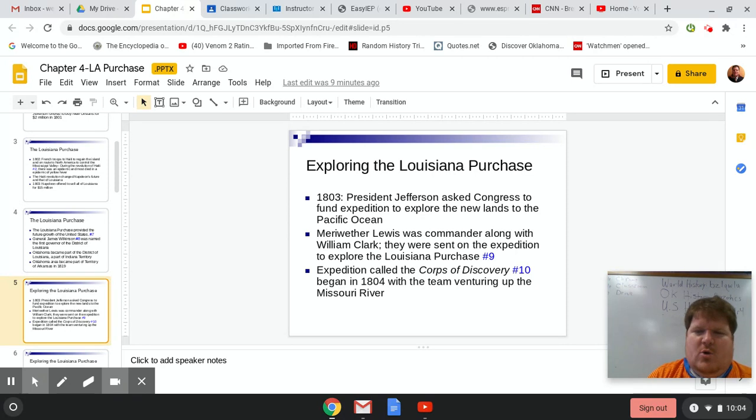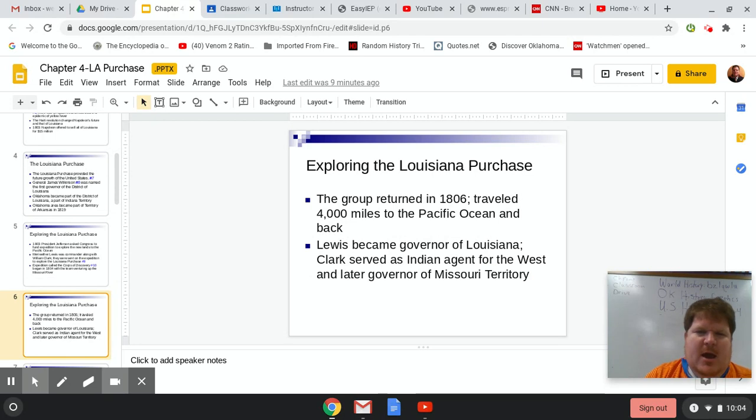The expedition was called the Corps of Discovery, began in 1804, team venturing through the Mississippi River, and then they would continue to set out on a keelboat as they would move further west as well. We see that the group would ultimately reach the Pacific Ocean. They had traveled 4,000 miles and back. We see in 1806 is when they returned. Lewis became the governor of Louisiana. Clark would ultimately be the Indian agent of the West and later governor of the Missouri Territory.